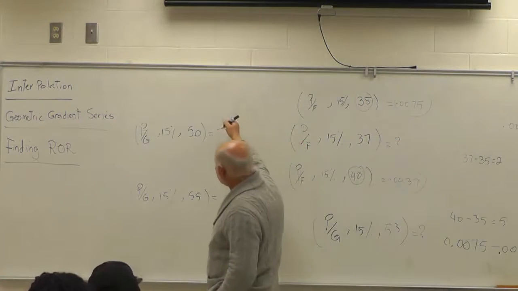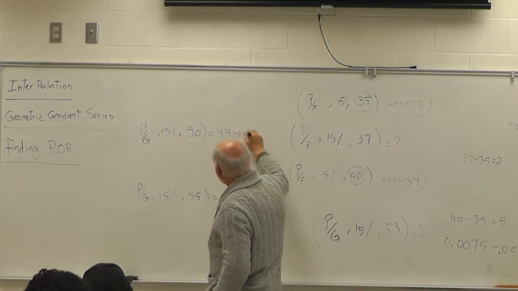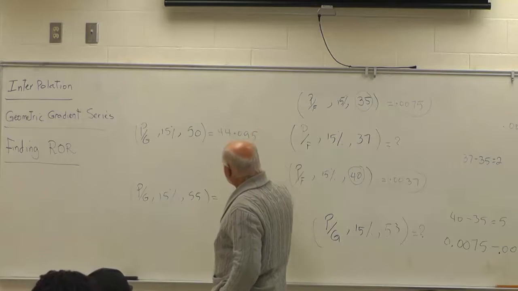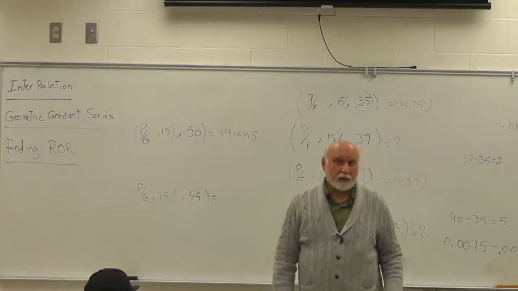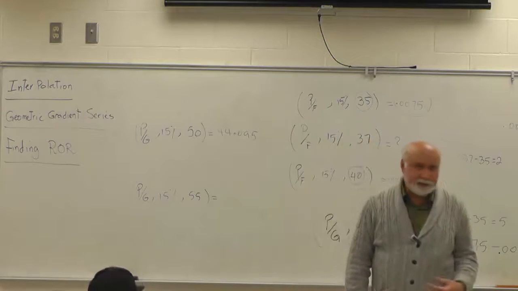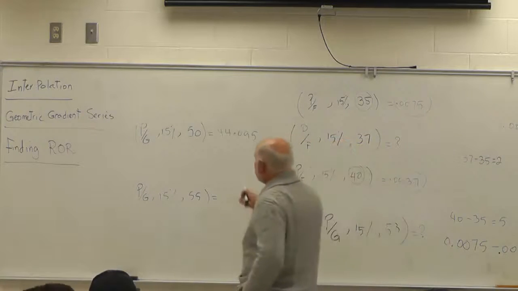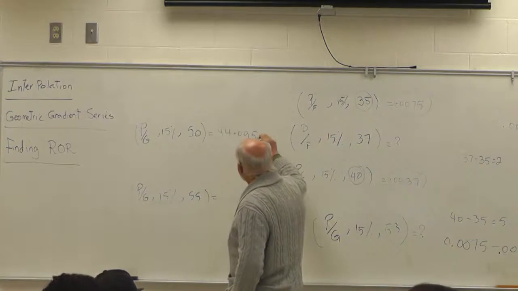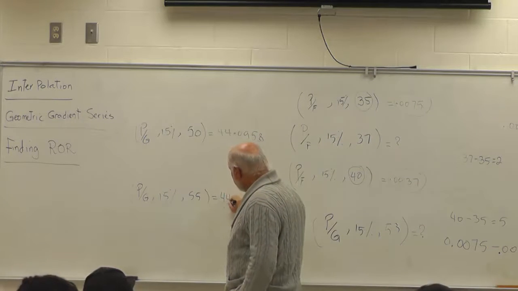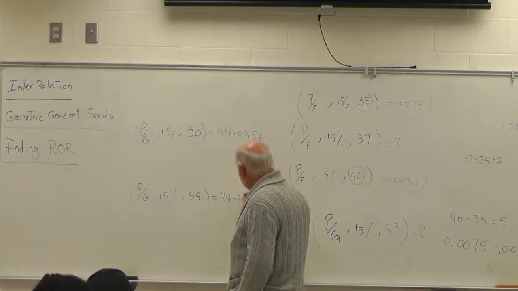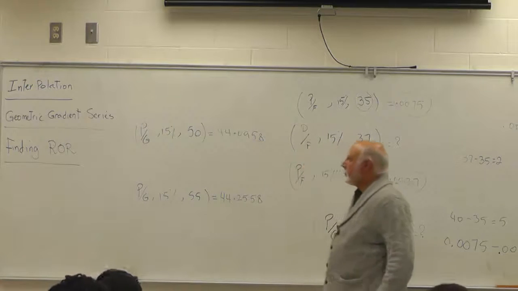Anybody? 44.09. 44.09, 58. Okay, you got that by using a calculator? Table. The number in the table. 58. And this one is 44.2558. Okay.